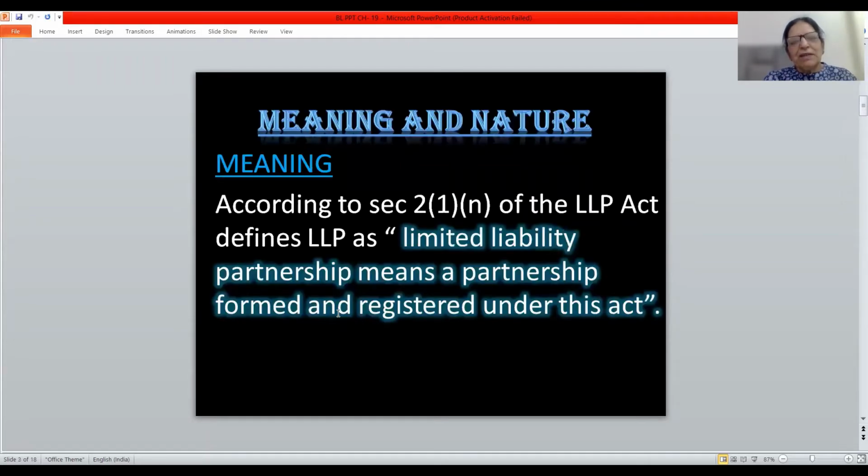Now LLP has been defined under section 2(1)(n) of the LLP Act 2008, which defines LLP as limited liability partnership, means a partnership formed and registered under this act. Under this act means under the LLP Act 2008. And now a number of amendments have taken place under the LLP Amendment Act 2021. So in my video lecture classes, I will be covering all these amendments also.